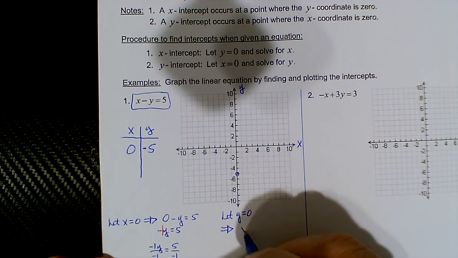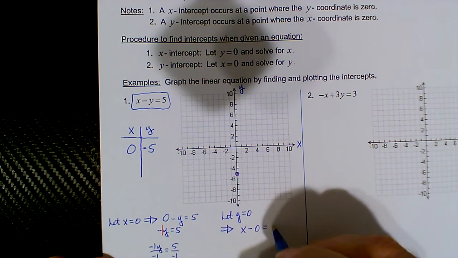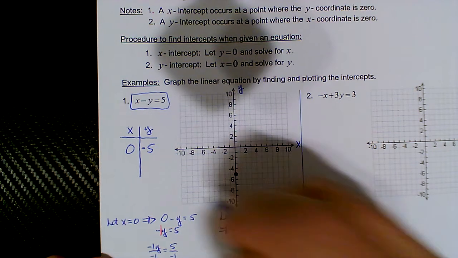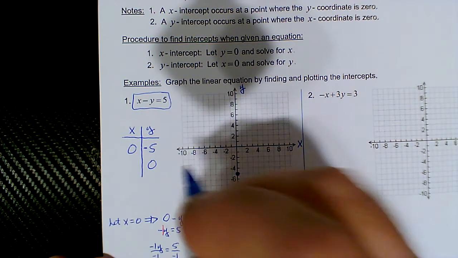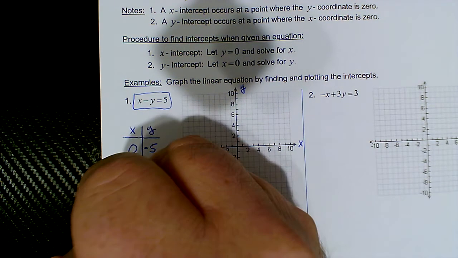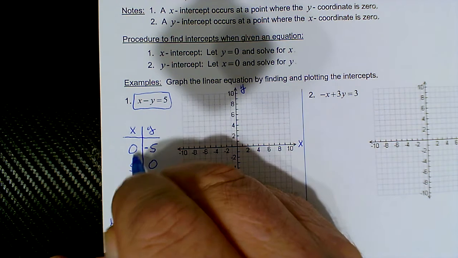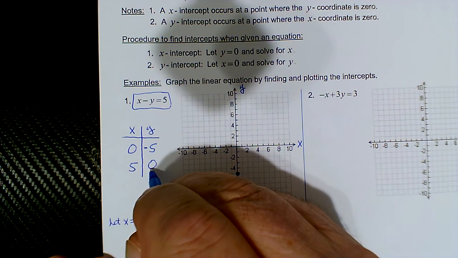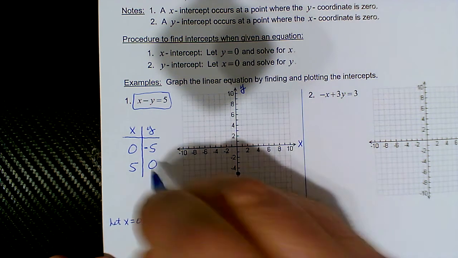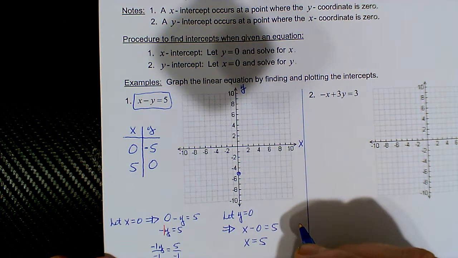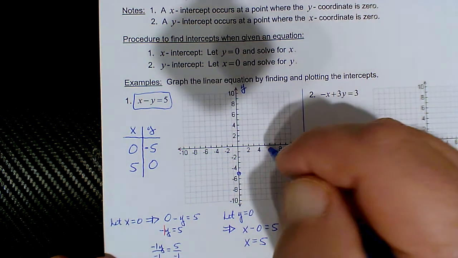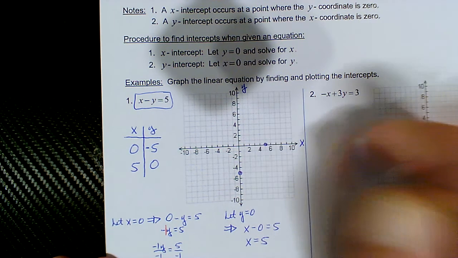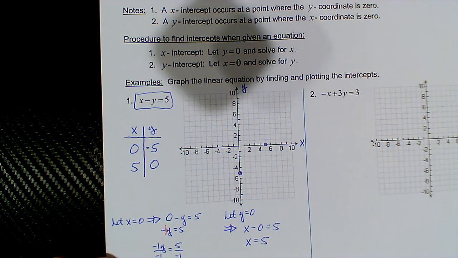And then we get x minus 0 equals 5, or x equals 5. So when y is 0, x is 5. So that's one thing we could do, is we could just put zeros in here for x and in here for y, and then find the corresponding x and y values. So 5 and 0 is right there. And then remember, 2 points determine a line.